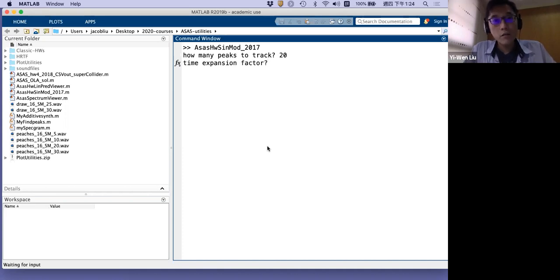And then this program also allows you to specify a time expansion factor. So you can play slowly or you can play faster. Let's say the expansion factor is something like 1.7, which will be slower. And then when I hit enter, it's going to analyze the signal, and then it will play back the signal as well as show you the spectrogram.